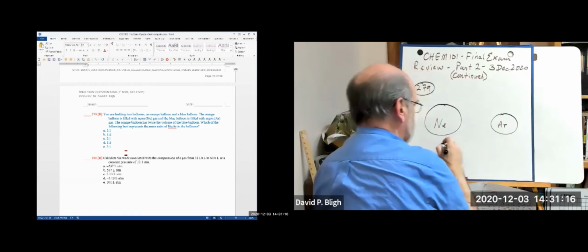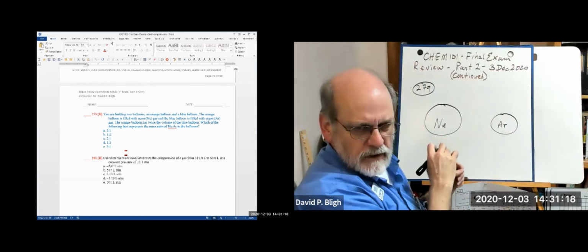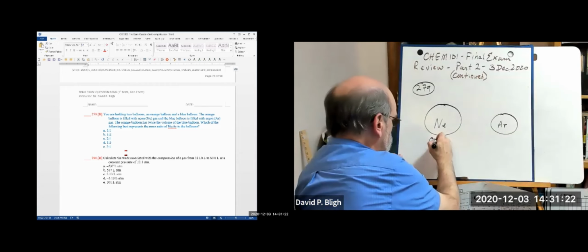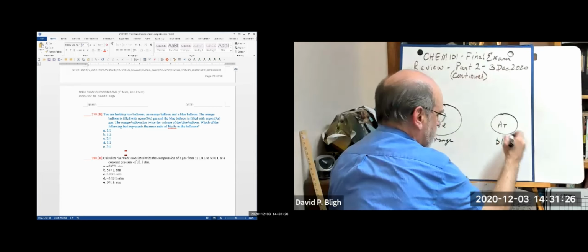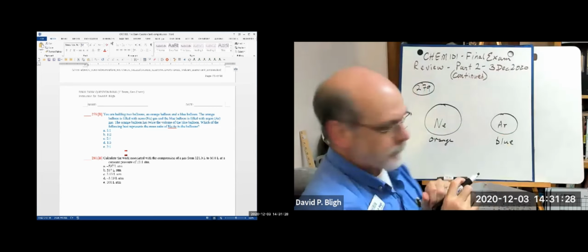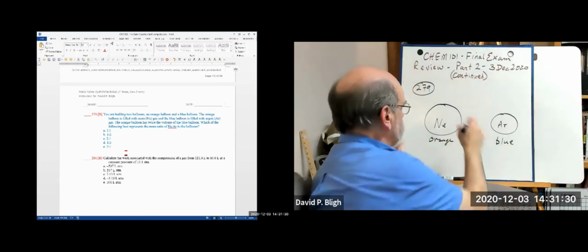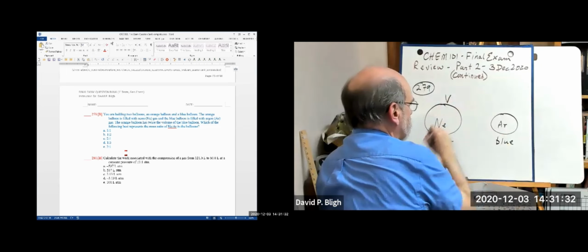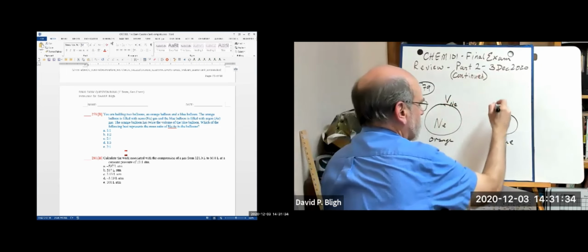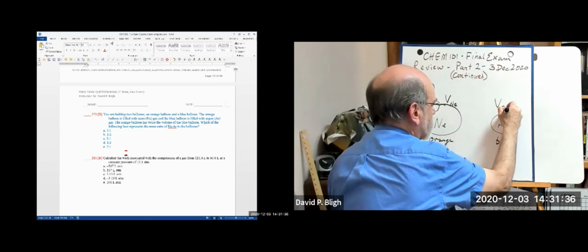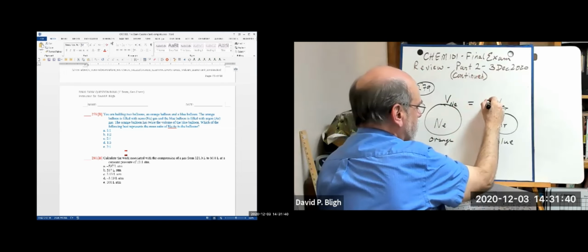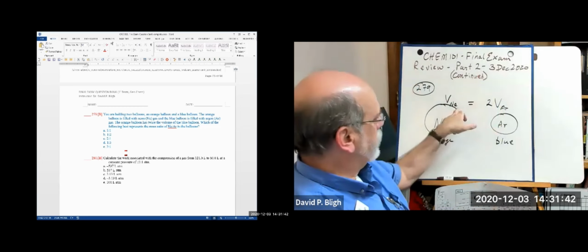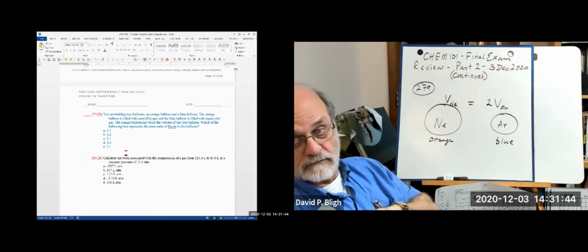argon. This is what color? Orange. And blue. Okay? Twice the volume. So V neon versus V argon means that this one is twice the volume of that one. Okay?